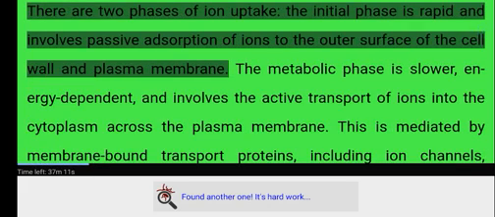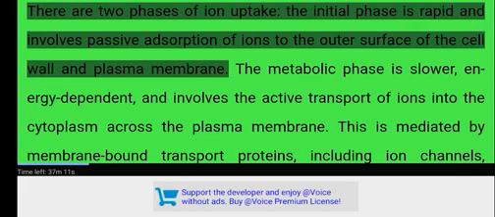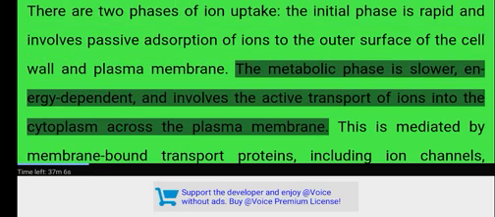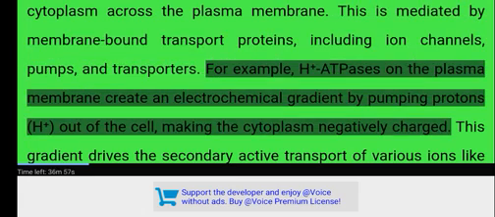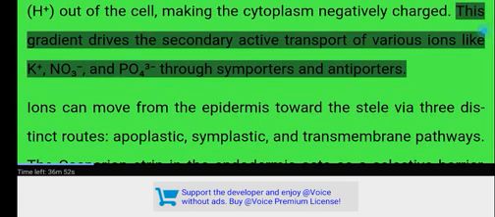There are 2 phases of ion uptake. The initial phase is rapid and involves passive absorption of ions to the outer surface of the cell wall and plasma membrane. The metabolic phase is slower, energy dependent, and involves the active transport of ions into the cytoplasm across the plasma membrane. This is mediated by membrane-bound transport proteins, including ion channels, pumps, and transporters. For example, H+ ATPases on the plasma membrane create an electrochemical gradient by pumping protons (H+) out of the cell, making the cytoplasm negatively charged. This gradient drives the secondary active transport of various ions like K+, NO3-, and Cl- through symporters and antiporters.